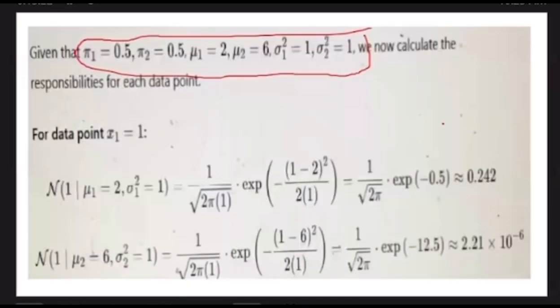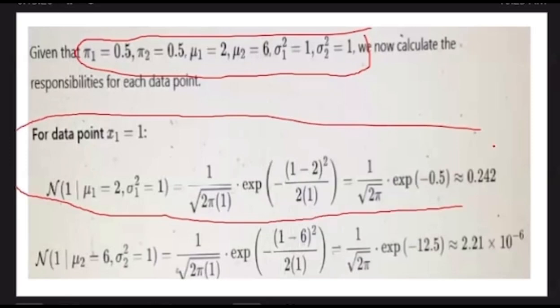Please pay attention and tell me, do you know what I've done here? Do you know what I just did here? I applied the normal distribution for data point x equal to 1. What does it mean for that cluster? 2. What is the variance? 1. Plug it in. What do you have? Is there anyone who struggles with that? How we actually got that for data point 1? Is there anyone who doesn't understand that?